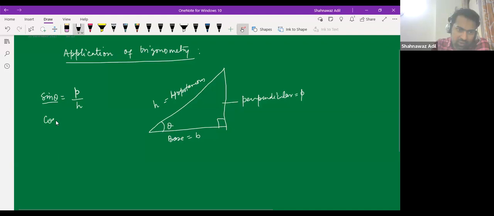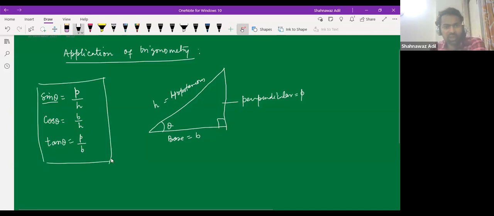Similarly, we have cos theta, which relates base with hypotenuse, and the last one, tan theta, which relates perpendicular to base. In the application of trigonometry, we will only need these three. So we have to remember what relates perpendicular to hypotenuse, base to hypotenuse, and perpendicular to base.